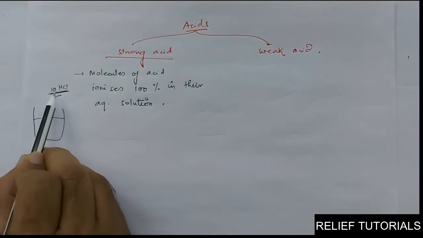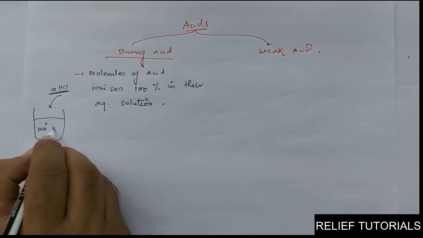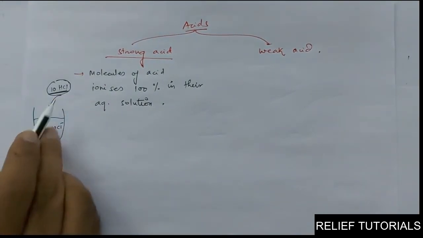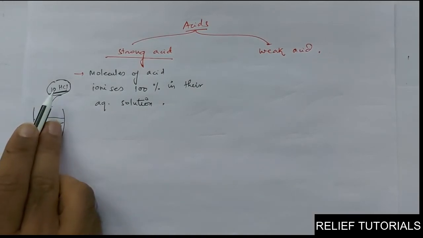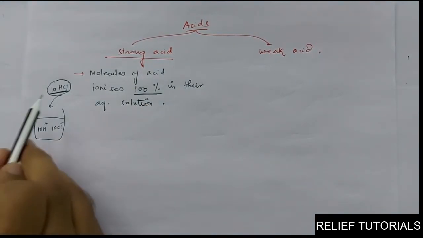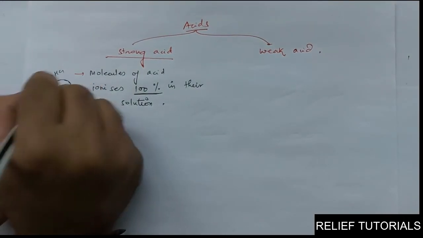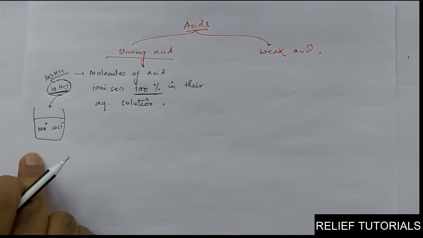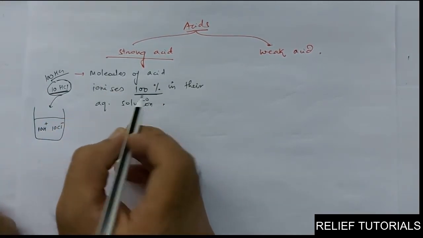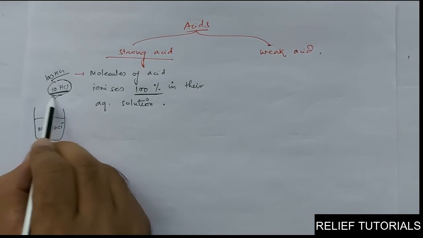So the question is whether all these 10 molecules of HCl get ionized and form 10 H plus and 10 Cl minus. If all the molecules of acid which you have added ionize, if the ionization is 100%, all 10 get ionized. If you add 100 molecules of HCl, all 100 will get ionized in aqueous solution. If molecules of acid ionize 100% in their aqueous solution, then such acids are strong acids.